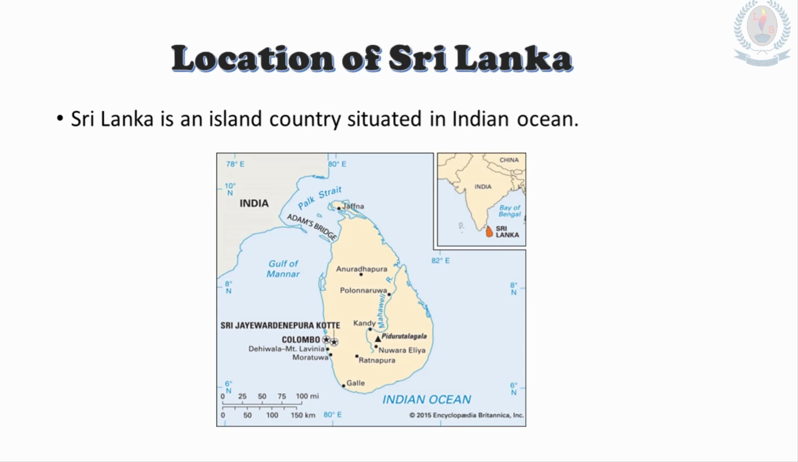Location of Sri Lanka. Sri Lanka is an island country in the Indian Ocean. It is located in the continent of Asia. Sri Lanka is surrounded in the east by the Bay of Bengal and the west by the Gulf of Mannar. The country of India lies to the north and the Indian Ocean is to the south.